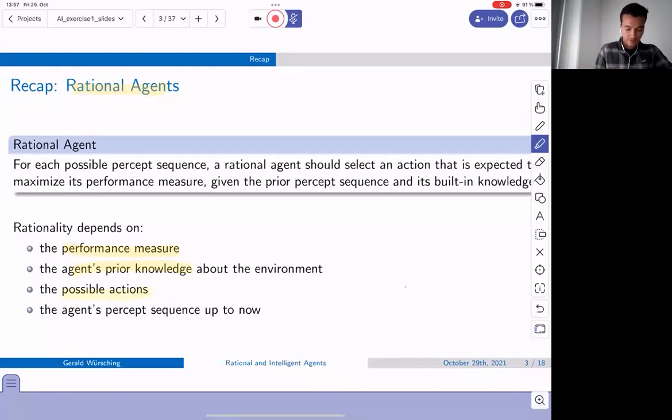Also, the agent has some kind of set of possible actions. So it should select an action. So selecting an action means we already have a set of possible actions which the agent already has, and which basically are predefined for a rational agent. And finally, what's also important is the prior percept sequence, which basically means that we have some kind of sequence of observations that the agent has done in the environment up to now, where we want to select an action based on that.